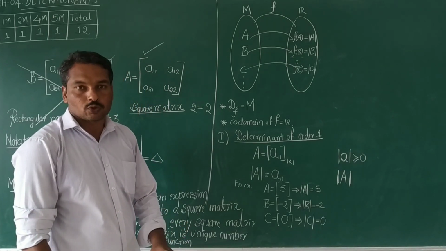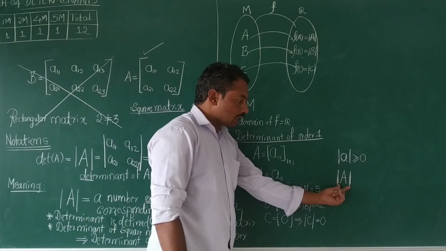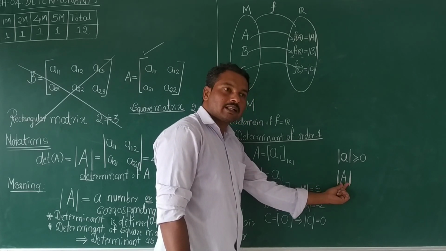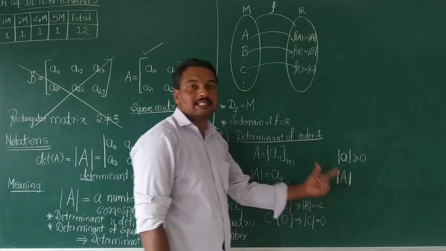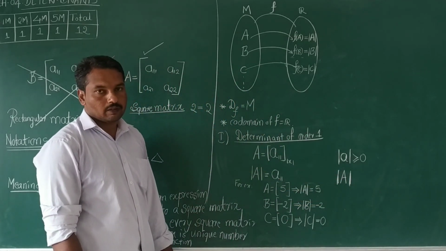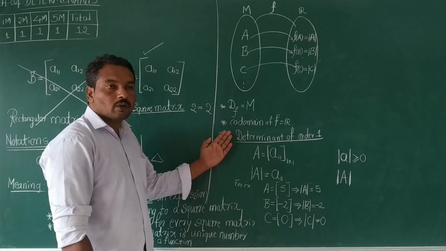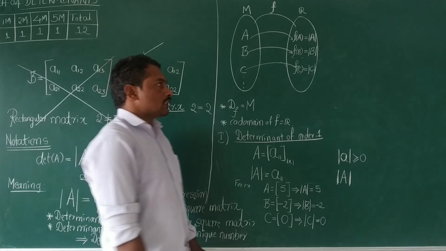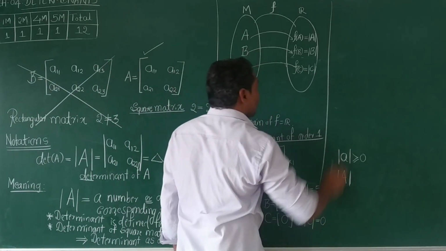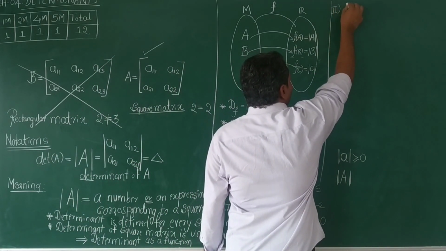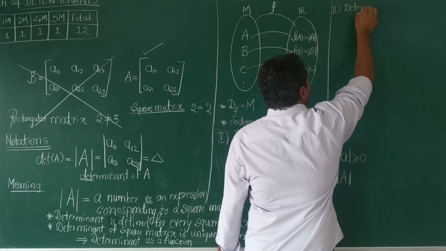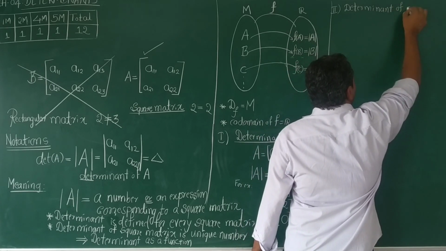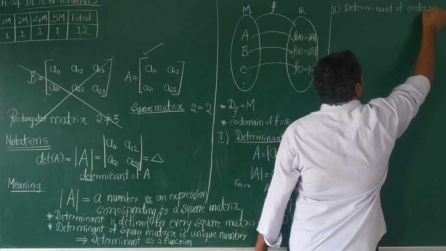Therefore, don't read this notation as modulus of A, because this A is a square matrix. You must read this one as the determinant of A. So this is the definition of determinant of a square matrix of order 2. Now we shall see how to determine the determinant of a square matrix of order 2.